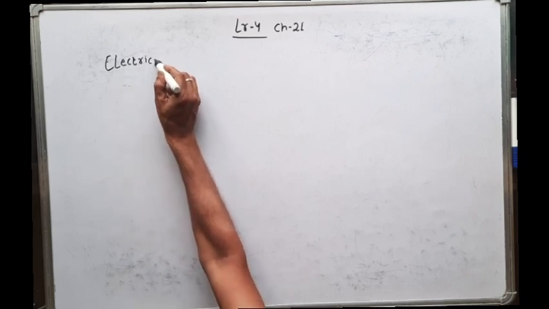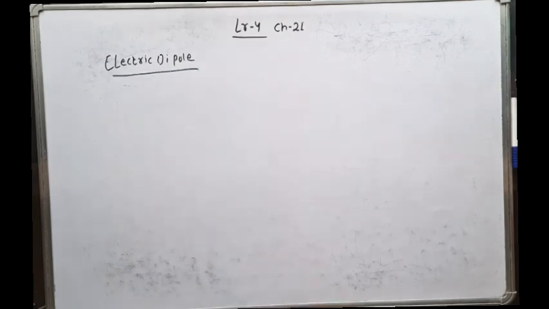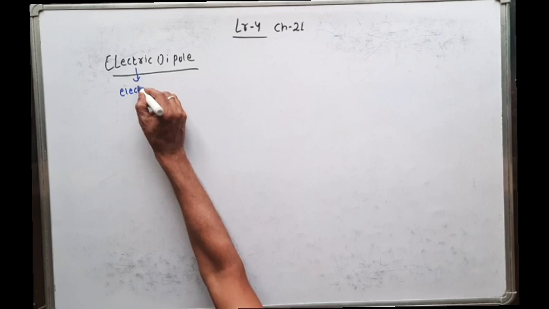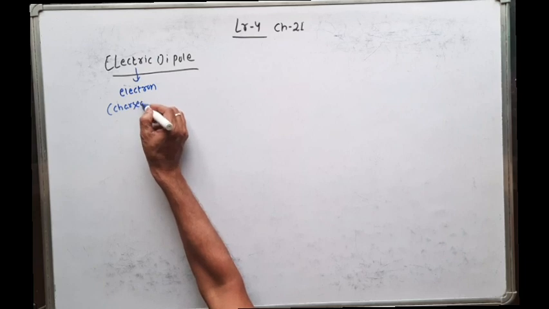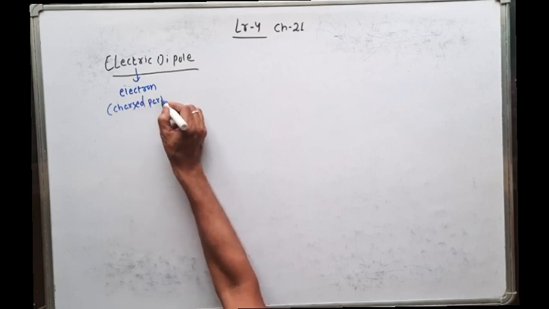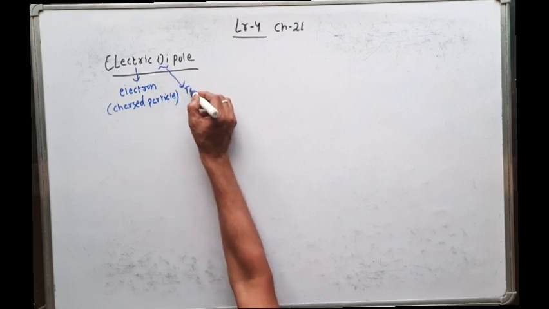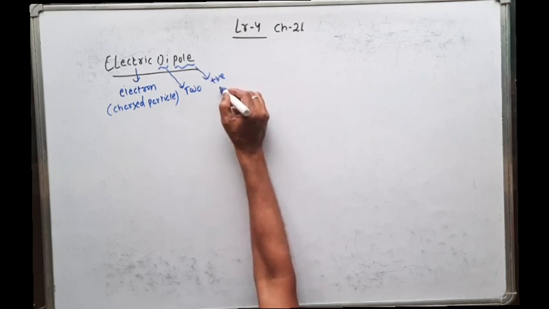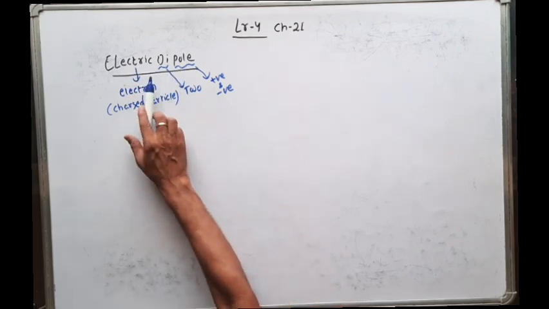Electric dipole. So what is electric dipole? Here, electric comes from the word electron, I have already told. Electron is which particle? A charged particle. Di means two. Pole means polarity, either positive or negative. So from this name we can define what is electric dipole.